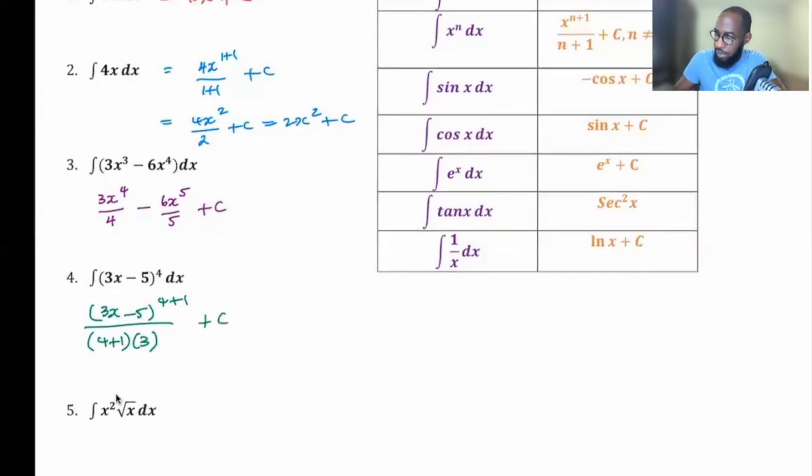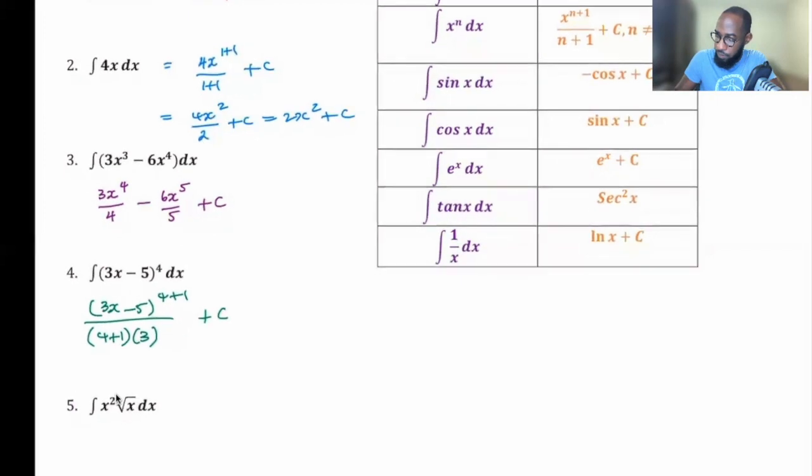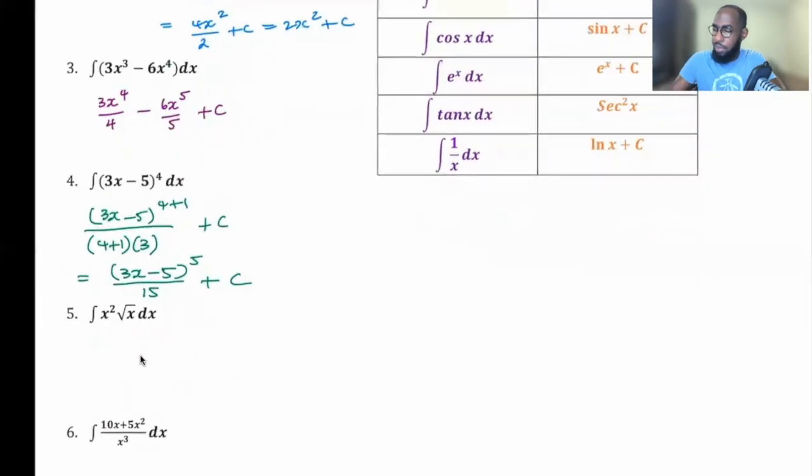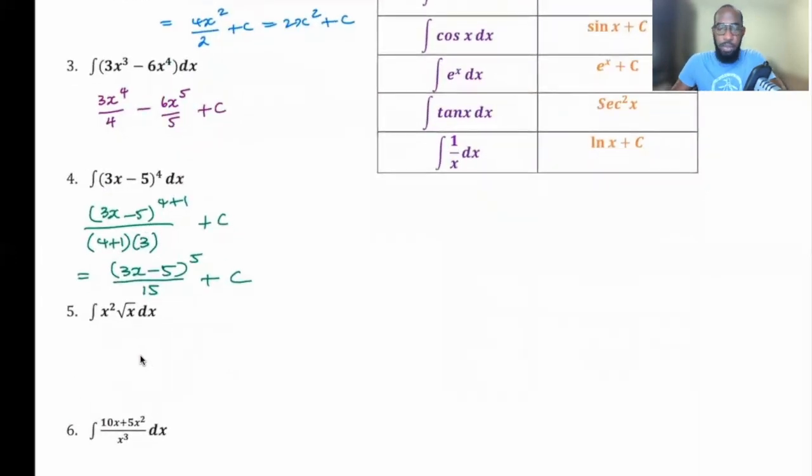So this would be equal to 3x divided by 15 plus c. That's the answer right here. Simplifying is important. All right. Next one. So we are dealing with this here.